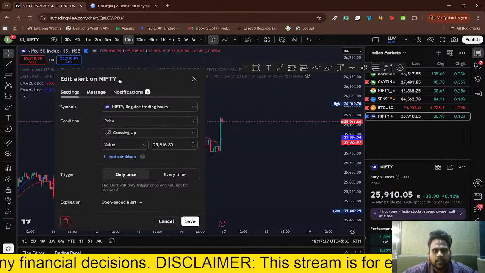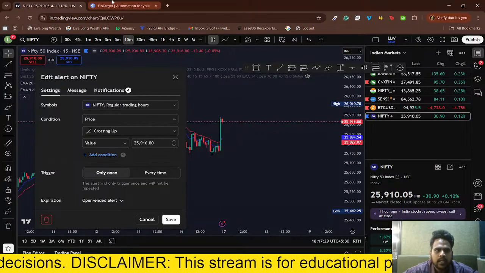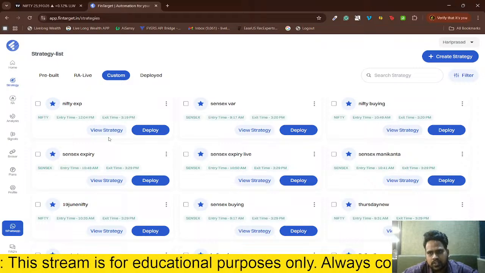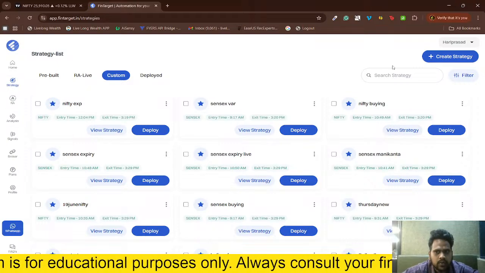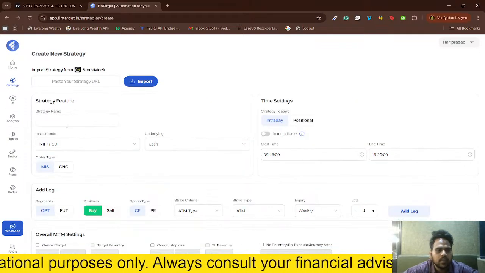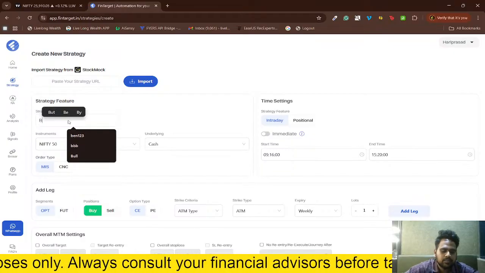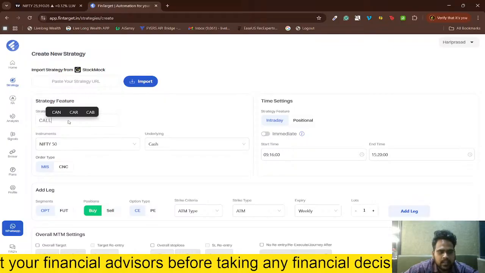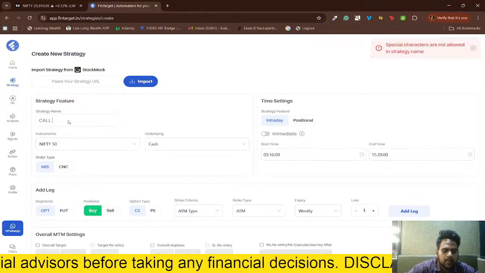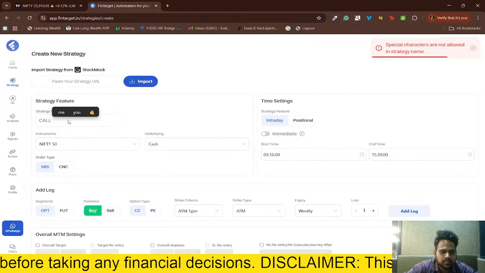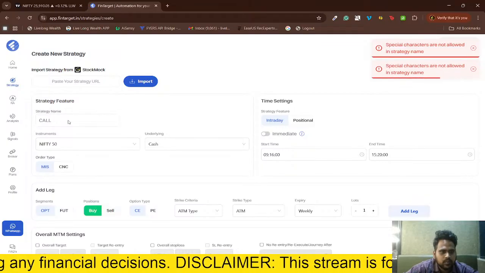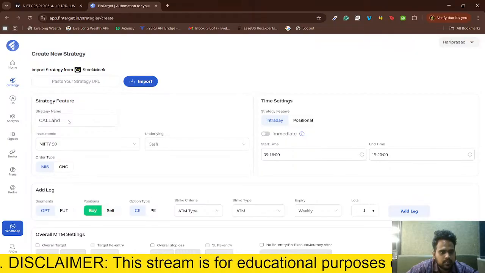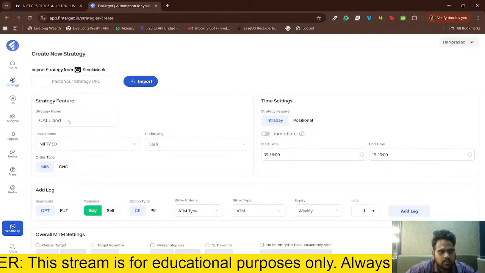Whenever the price goes above this level, I need to buy a call here, or you can sell a put. Both we can do. First, I will create a strategy for it. We need to name it, so we can name it call and put.